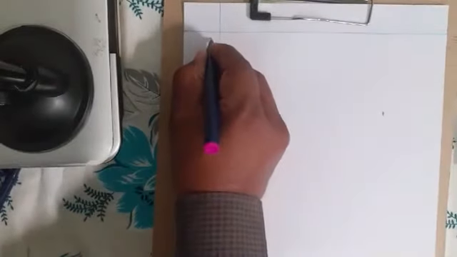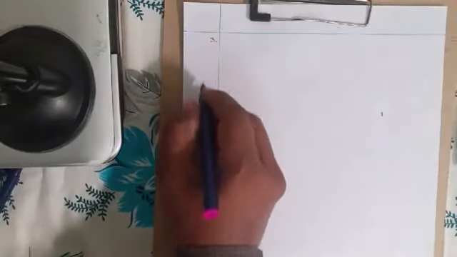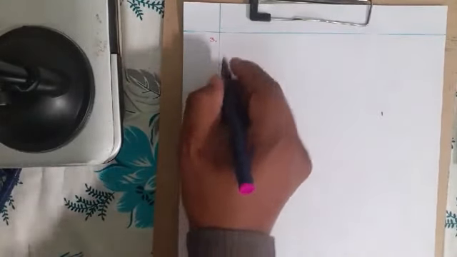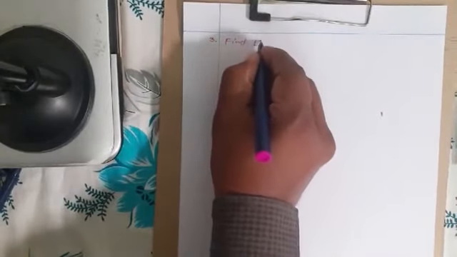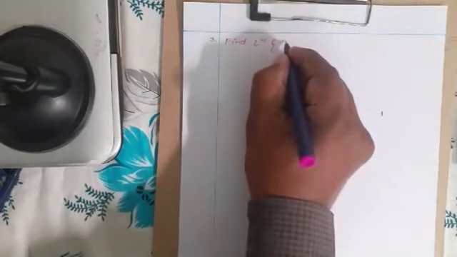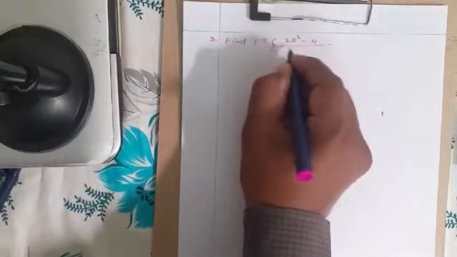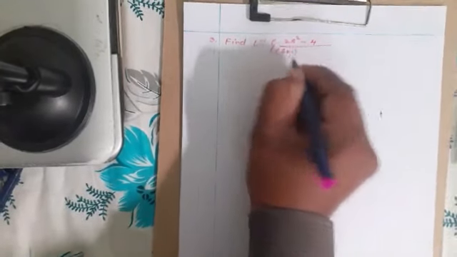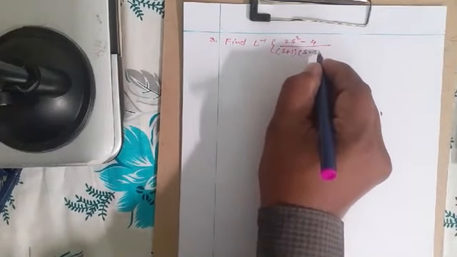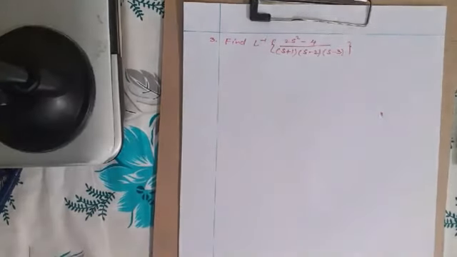Third problem is, here in inverse Laplace transforms we use partial fractions, and this problem will be done by using partial fractions. So the third problem is, find L inverse of 2s square minus 4 upon s plus 1, s minus 2, s minus 3. So this is the problem.